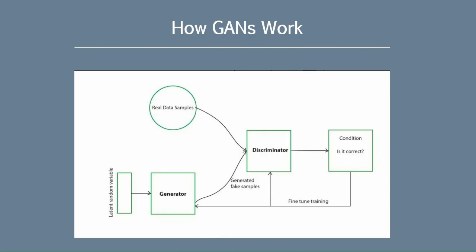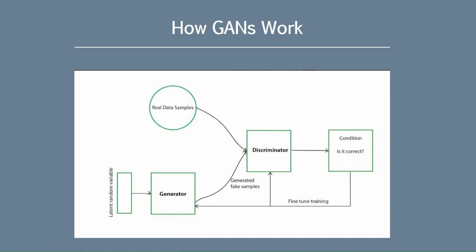Now we will see how GANs work. Here we added a diagram. It represents the workflow of GANs. The process starts with the latent random variables. This is passed to the generator, and the generator takes these random variables as input and generates fake samples.